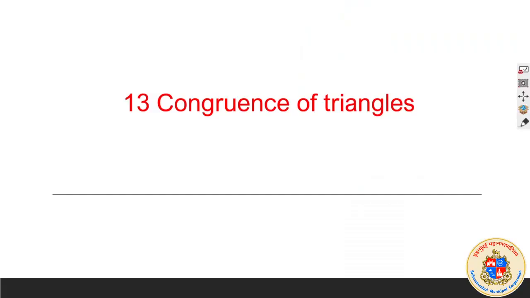Dear students, we are entering into a new chapter, chapter 13, Congruence of Triangles. You have learned certain properties of triangles in the previous years, and here the property of congruence was somewhat introduced to you last year. Here we will be making it more clear so that it can be frequently used in the field of geometry.